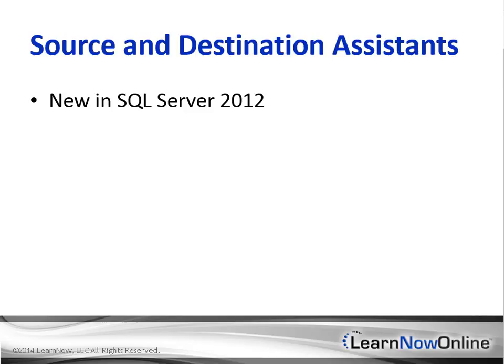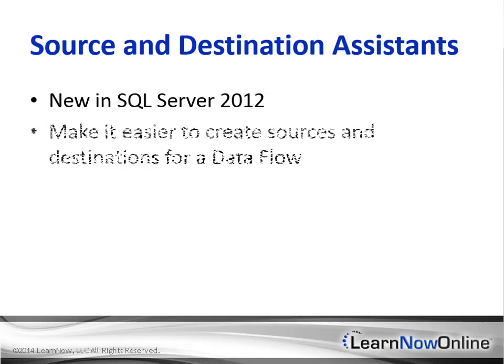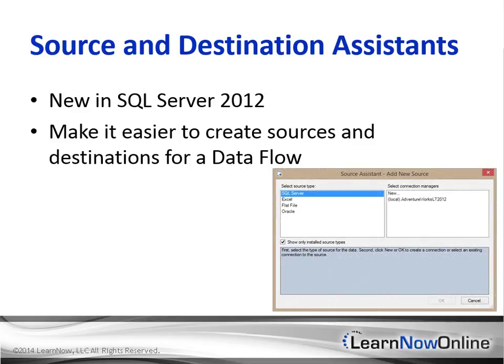The source and destination assistants are a new feature of integration services in SQL Server 2012 and are available by default in the Favorites section of the SSIS toolbox, but you can move those around if you want to. They make it easier to create sources and destinations for a data flow, in part by displaying by default only the data providers that you have installed and available for use on the machine where you're developing the integration services package. Both assistants start with this dialog box.